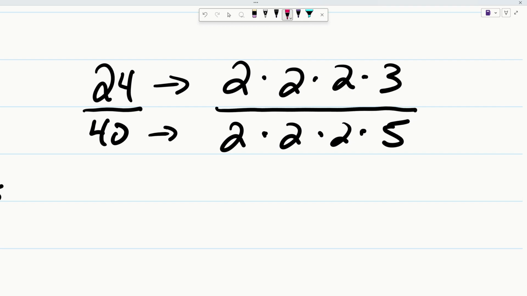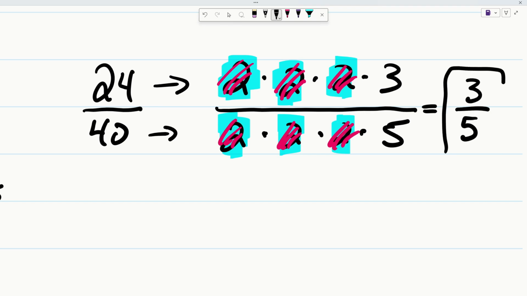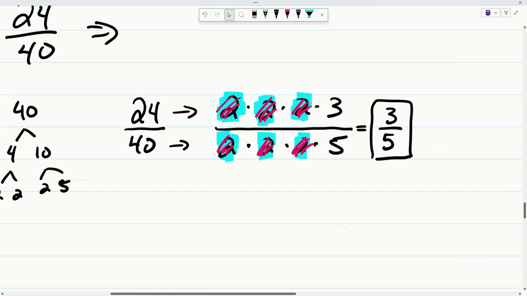All I got to do is find the equivalent fractions. Here's one. Here's another. Here's our third. Reduce, reduce, reduce, and look what's left over. 3 over 5. So 24 over 40 reduces into 3 over 5.